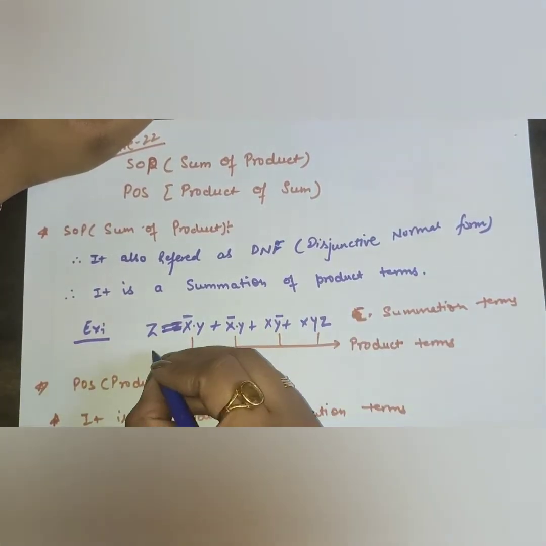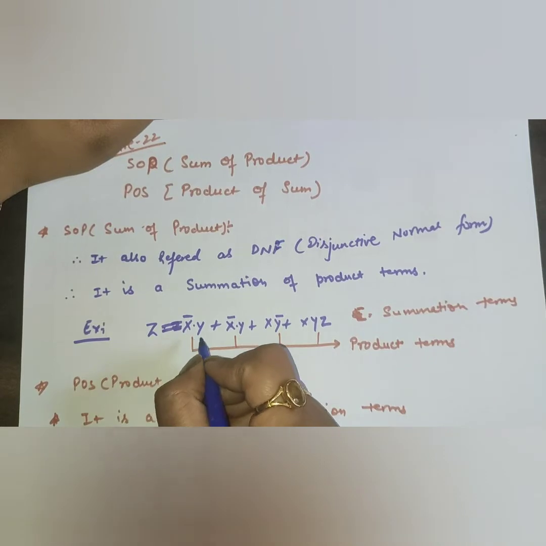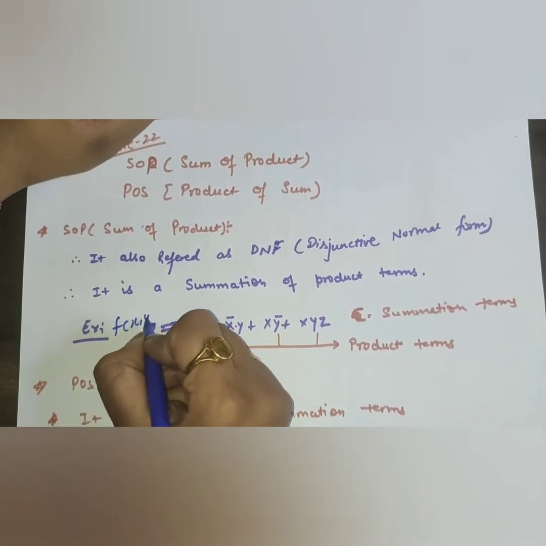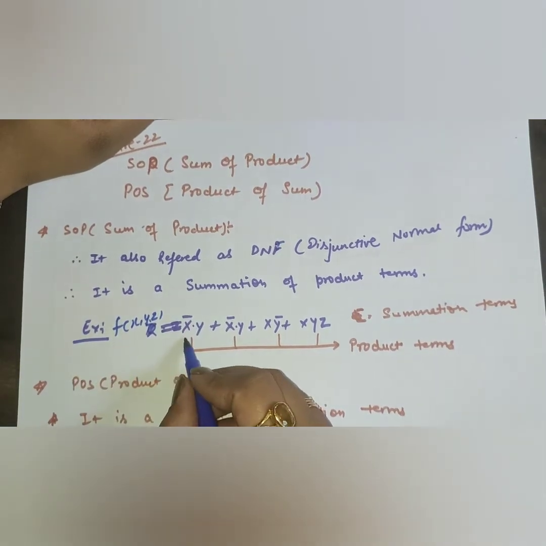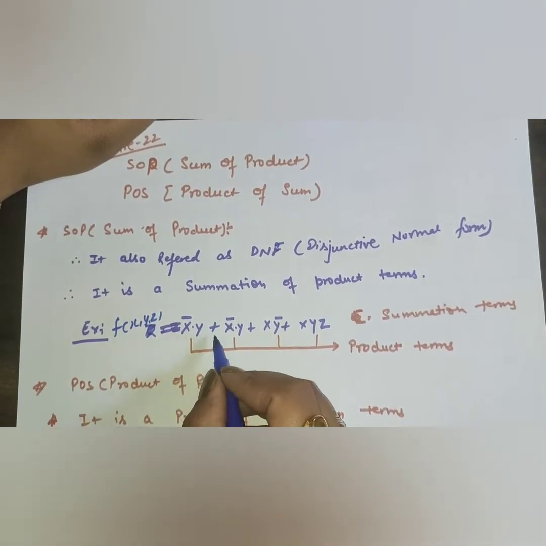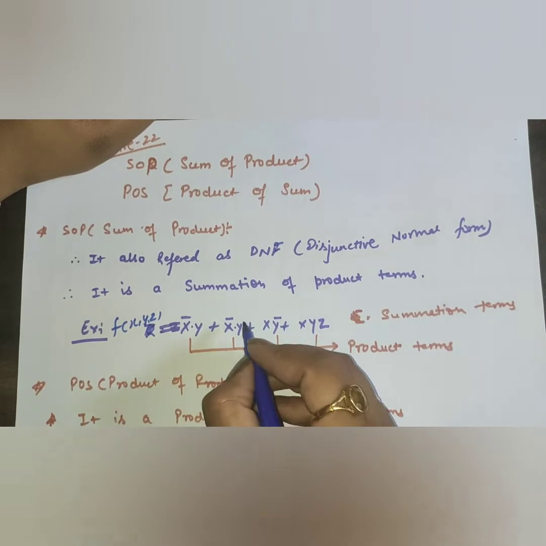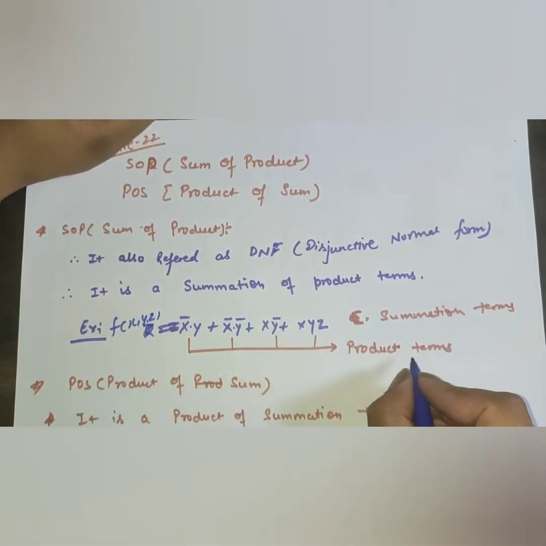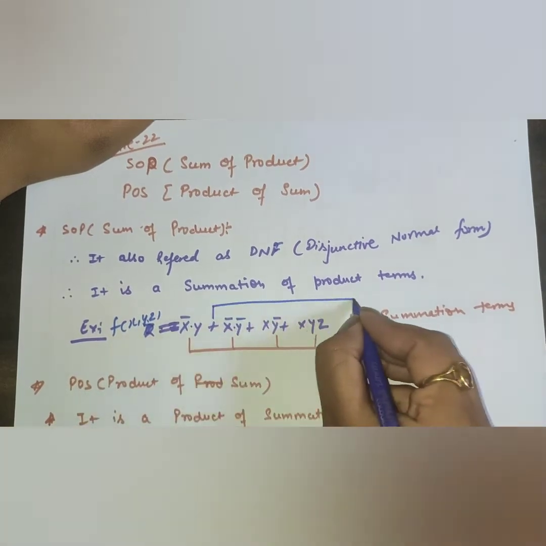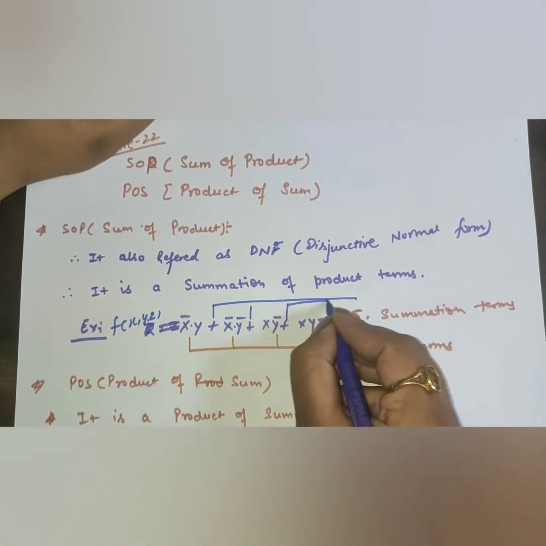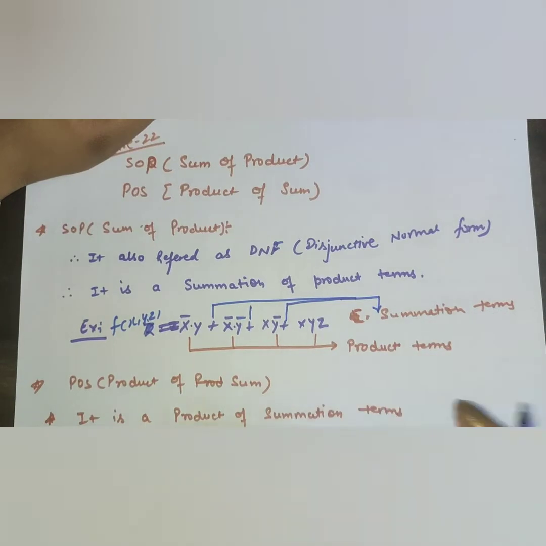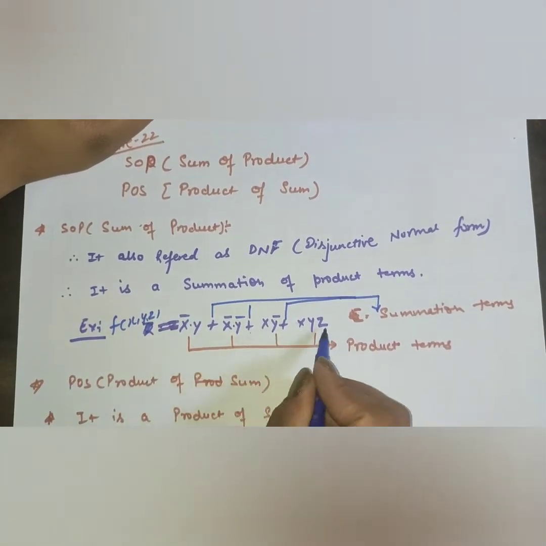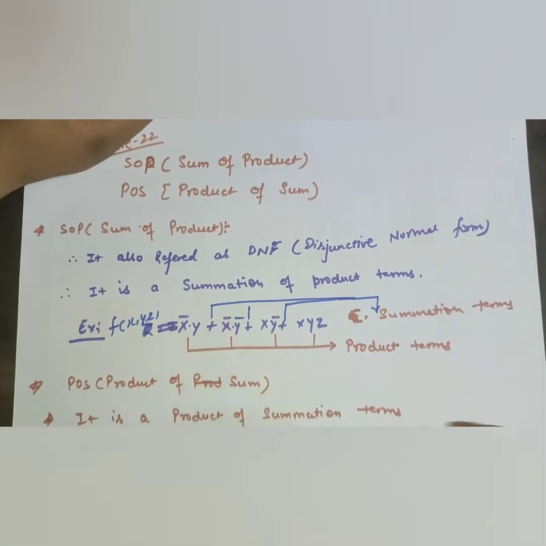For example, let's suppose we have a function of three variables, x, y, z. x bar x y plus x bar y plus x bar y bar plus x y bar plus x y z. This is a product term and this is a summation term, addition. So this is a sum of products, summation of different products.